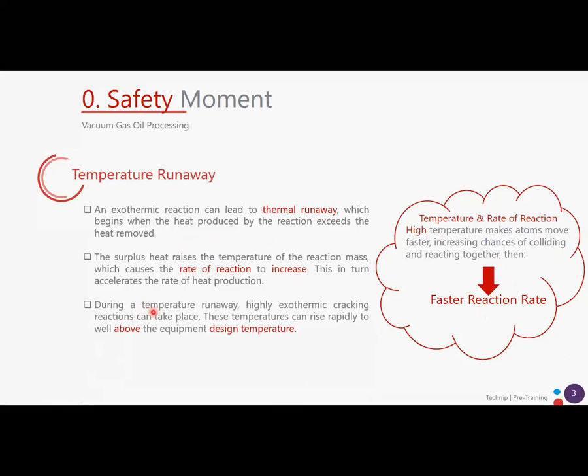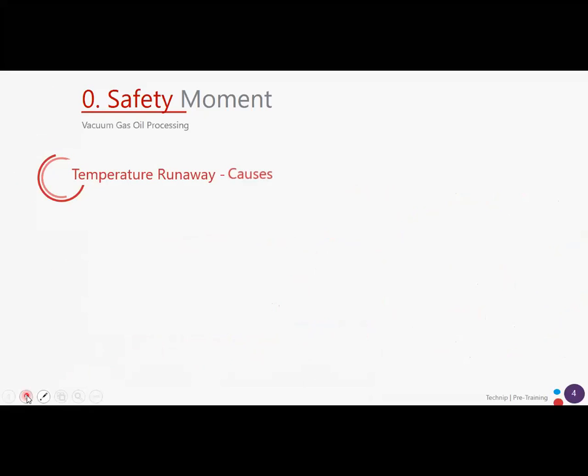So during the temperature runaway, highly exothermic cracking reactions can take place. These temperatures can rise rapidly to well above the equipment design temperature. Okay, that's why it's so important to control these temperatures in the reactor. Because you can go above the design temperature of the vessels that contain the catalyst, so it can create serious damage to the reactor and a safety concern, of course.